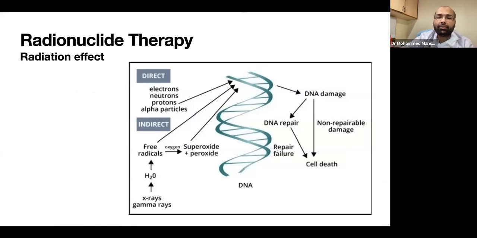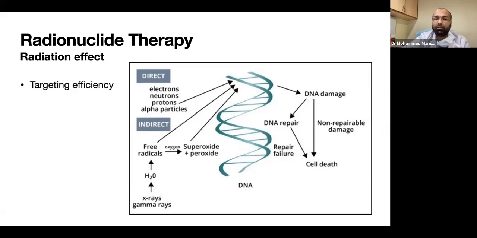And once inside the cell, it causes damage to the DNA either by directly acting on the DNA strands or indirectly by causing hydrolysis of water and production of free radicals. The damage of the DNA can be single-stranded breaks or double-stranded breaks, or DNA-DNA linkages can be damaged, or the DNA-DNA interaction or DNA to protein interactions are affected.